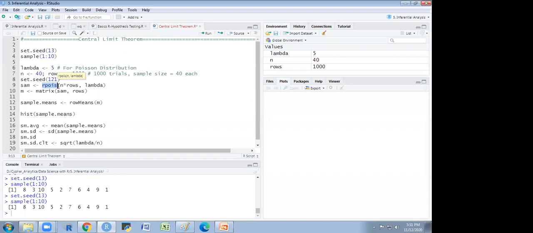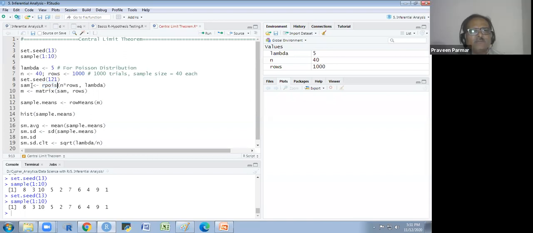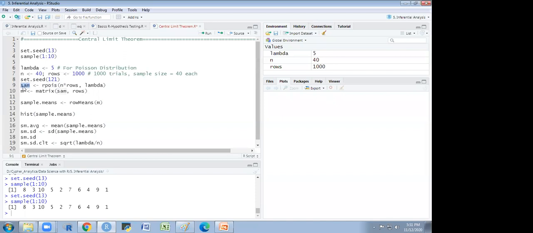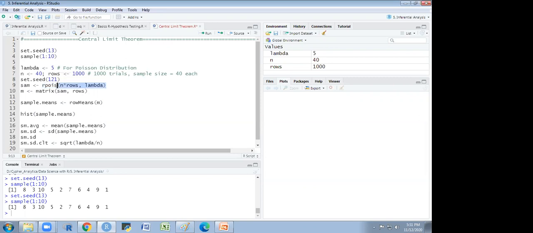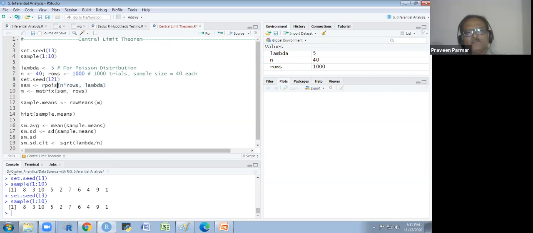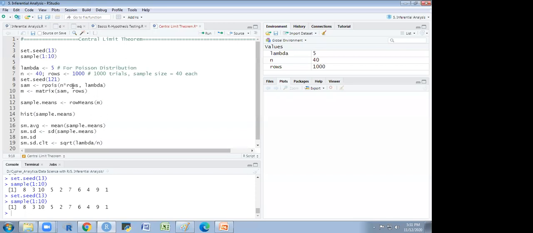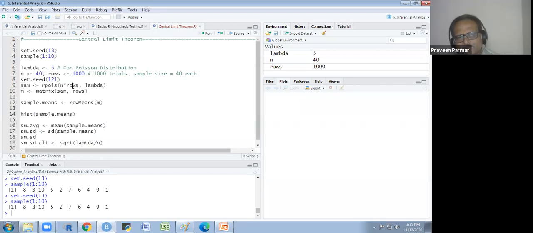Yes, sir. Okay. So what I am doing, SAM I am taking, and this is the object name. You could give any object name. Okay. So here is rpois, the Poisson distribution. R is for random, pois is for Poisson. It is the syntax of the function. N is 40 and the rows are 1000. 40 times 1000. So how many am I getting here? 40,000. Okay.